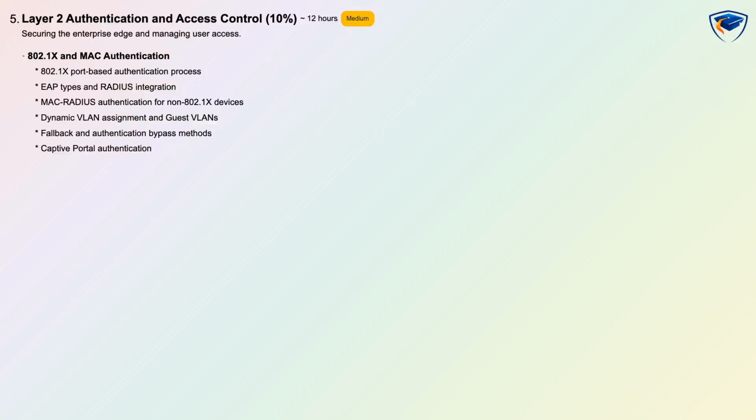Emphasize lab scenarios that configure authentication profiles, test dynamic VLAN placement, and observe authentication failures and recovery.